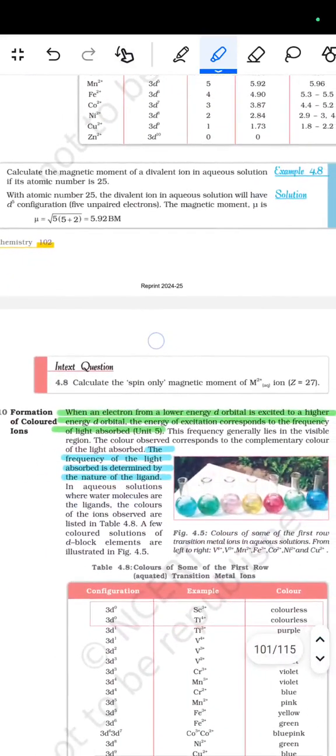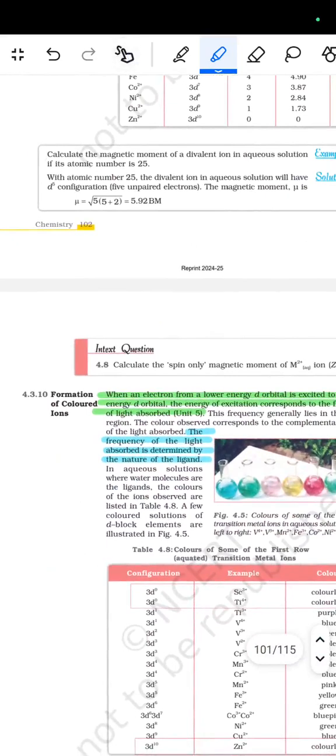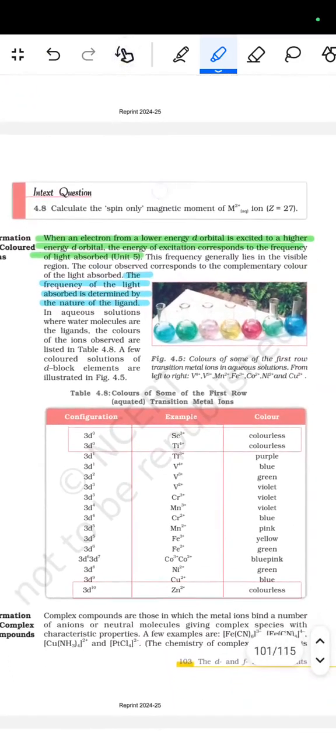इसके बाद फिर आता है एग्जाम्पल 4.8 सॉल्यूशन. Calculate the magnetic moment of a divalent ion in aqueous solution if its atomic number is 25. With the atomic number 25, the divalent ion in aqueous solution will have d5 configuration with 5 unpaired electrons. The magnetic moment mu will be 5.92 यानी 5 point something इस प्रकार से आता है. Calculate the spin-only magnetic moment of M2+ ion, Z = 27.